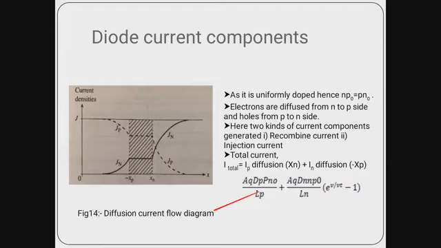The first component is called the recombined current, and the second component is called the injected current, which are injected from n to p and p to n. So the total current I total is nothing but the diffusion current of electrons flowing from n to p side, and the diffusion current of holes from p to n side. Xn represents the IP diffusion.